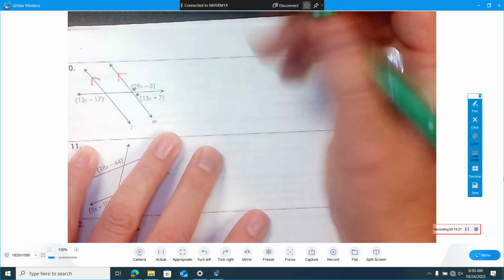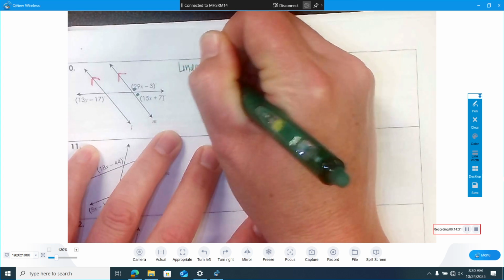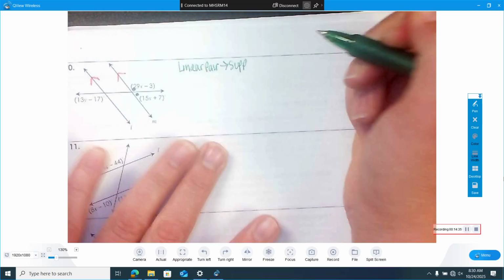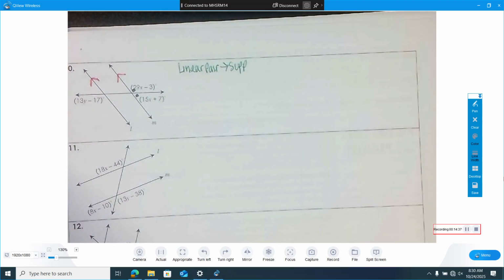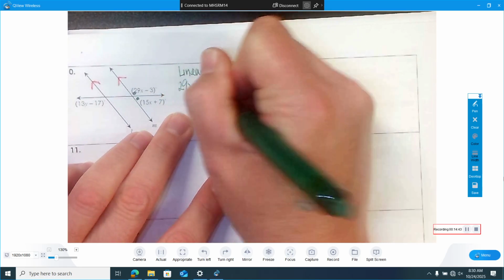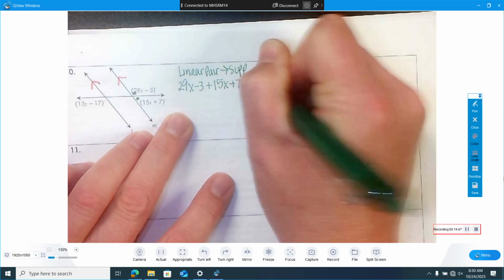Okay. So they are a linear pair, and that means they are supplementary. That is the linear pair supplement theorem. A linear pair means they are supplementary. So we have 29x minus 3 plus 15x plus 7 equals 180 degrees.